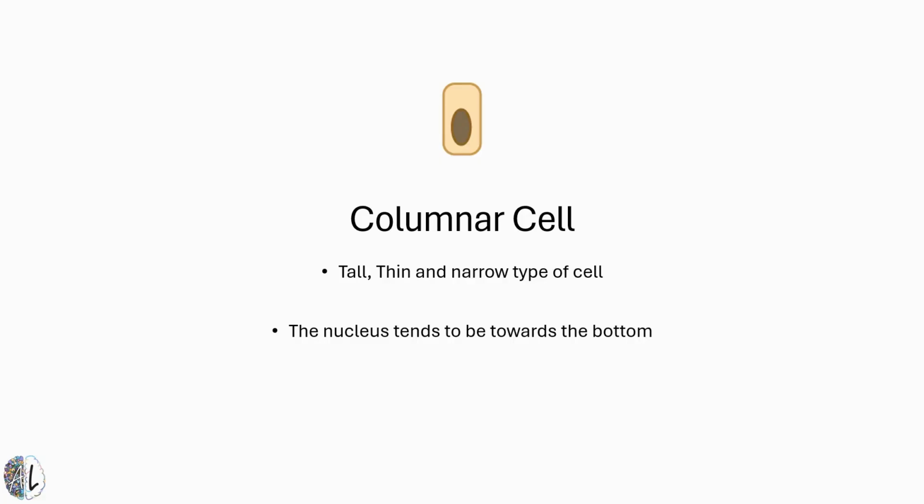And our third shape is a column cell, or a columnar cell. They're very tall and thin. So think about a column in architecture, very similar to that. And the nucleus tends to sit towards the bottom of that. So this is a nice column cell.